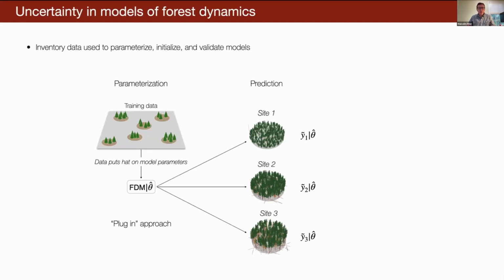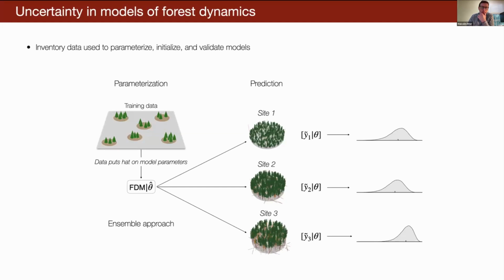Importantly, with this plug-in approach, we're plugging in our model parameters, and what we get is point level predictions. So we get a single realization, a single prediction of our forest condition at some future time point. For reasons I'm not going to get into in the interest of time, it turns out it's very hard to quantify uncertainty under this plug-in approach. The alternative would be to apply some ensemble approach where instead of just getting a single point prediction of our future forest state, we get some probability distribution of future forest conditions.